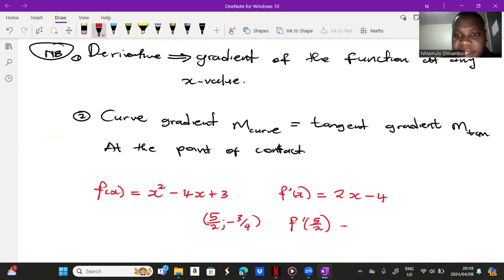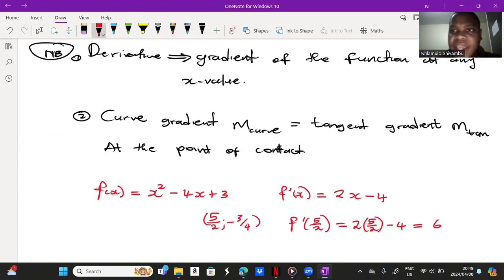So this is going to be f prime of 5 over 2. Anywhere there is x, we substitute 5 over 2. This is going to be 2 times 5 over 2 minus 4. So this will give us an answer of 6. What we're saying is that the gradient of the curve at the point of contact is 6.